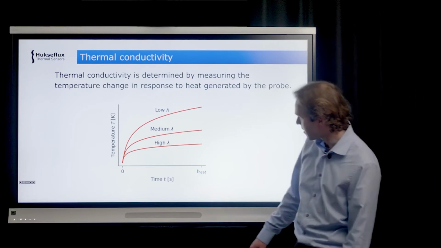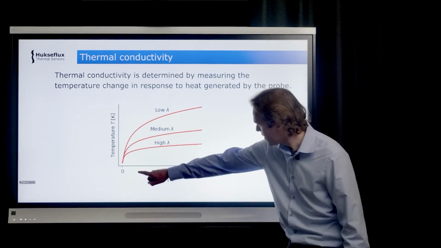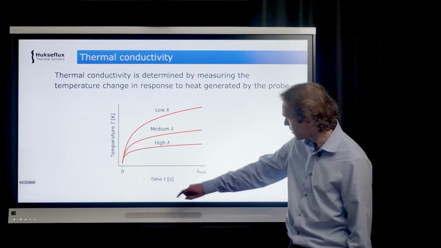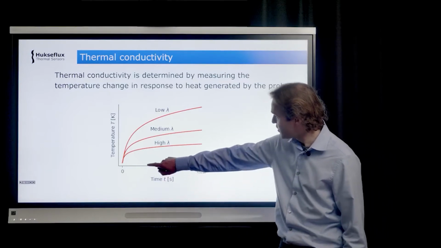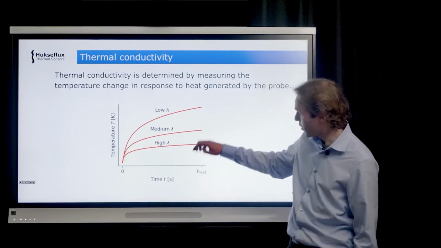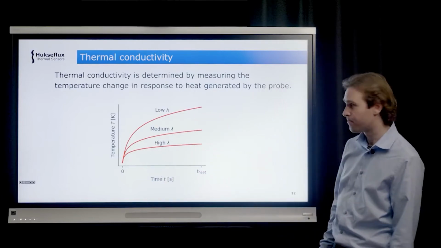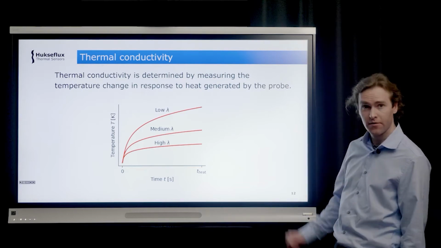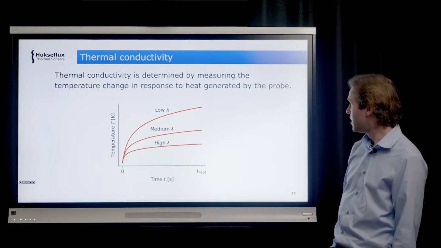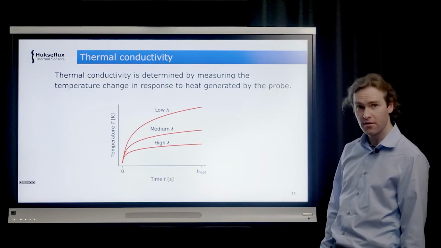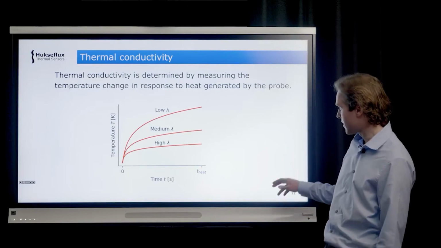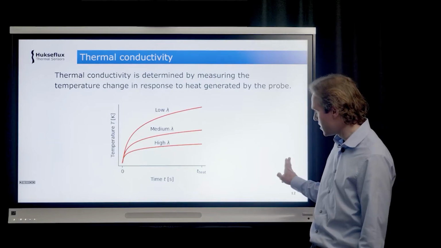So as you can see here, I plotted the temperature as a function of time. And depending on the thermal conductivity, the temperature will rise either more quickly or more slowly. So basically, the thermal conductivity is determined by measuring the response to heat generated by the probe. And I can make that slightly more precise.